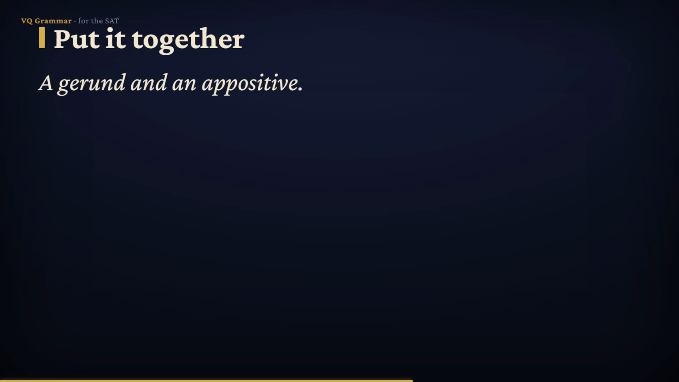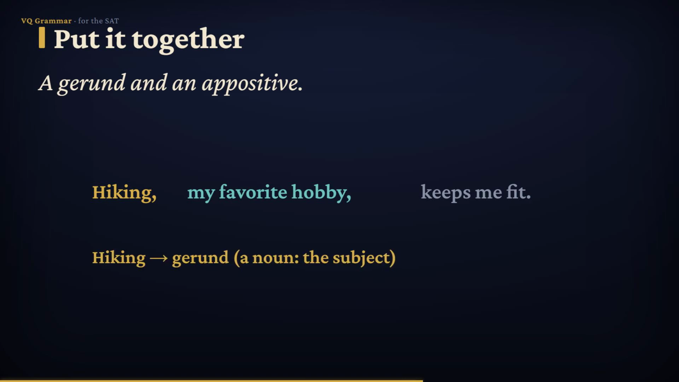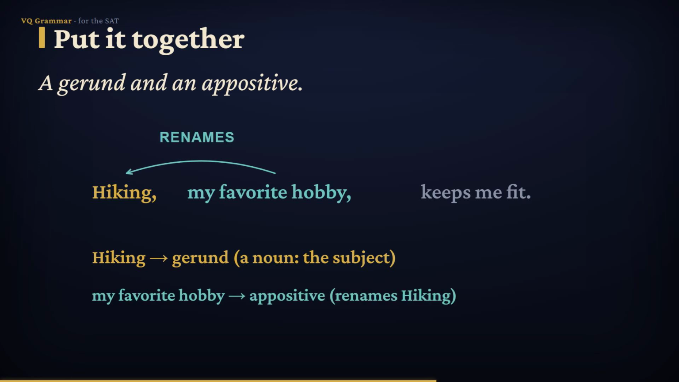Let's put it together. Hiking, my favorite hobby, keeps me fit. Hiking is a gerund, an -ing word acting as a noun, the subject. And my favorite hobby is an appositive, renaming the gerund hiking. And since it's extra information, it's set off with commas. A gerund and an appositive, working together in one sentence.